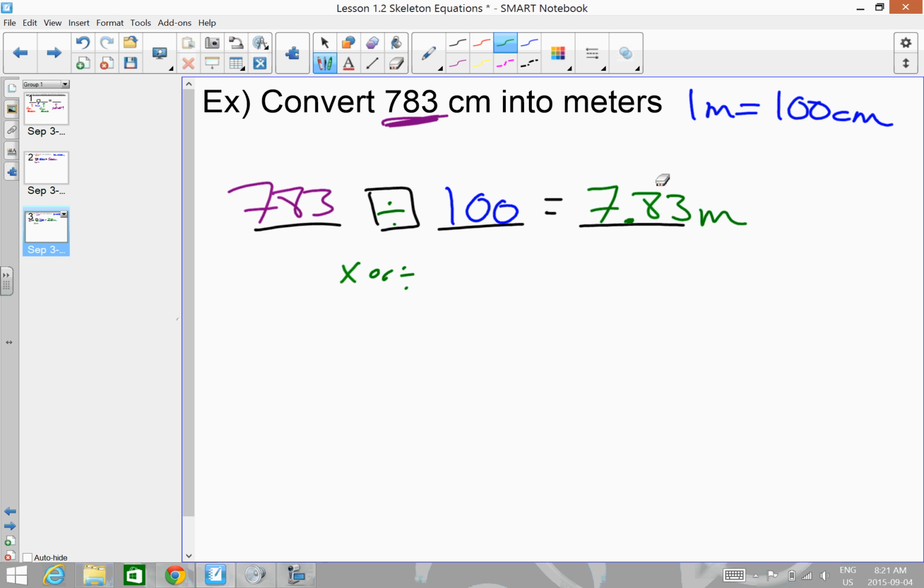And that's our answer. Alright, so if you don't like using the way we did in the first lesson, you can always use these. And they come in handy when we start converting with imperial units later. So, if you have questions, ask me, and work on some of the practice questions. Be sure to check your answers, and that's it.